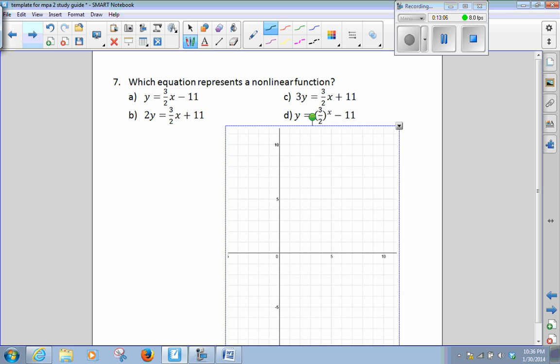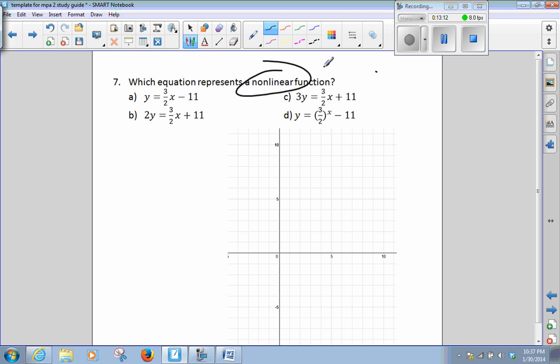Number 7, which one represents a nonlinear function? Remember that linear means a straight line. So nonlinear means that it would not make a straight line. Now this one right here is in slope-intercept form. Anytime you see y equals a number in front of your x plus another number hanging out, that's your slope, and then your y-intercept. That always makes a straight line.